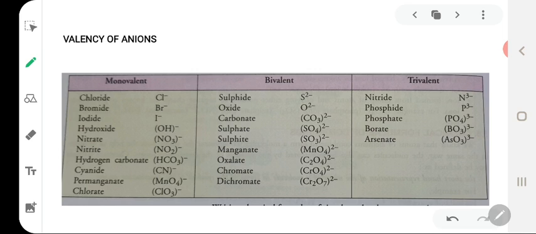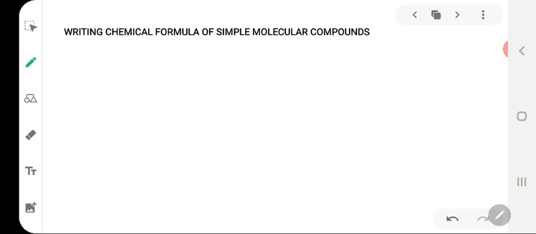Sulfide, oxide, carbonate, sulfate, sulfite, manganate, oxalate, chromate and dichromate are bivalent, while nitride, phosphide, phosphate, borate and arsenate are trivalent. So using the knowledge of valency, now we shall begin writing chemical formula. So let's begin by writing chemical formula of simple molecular compounds.